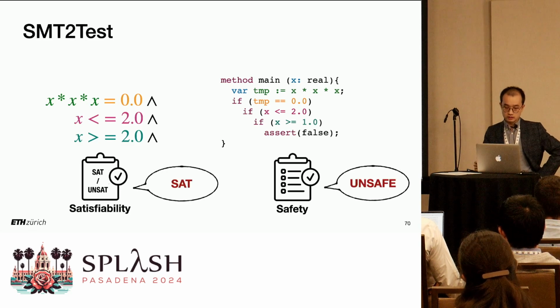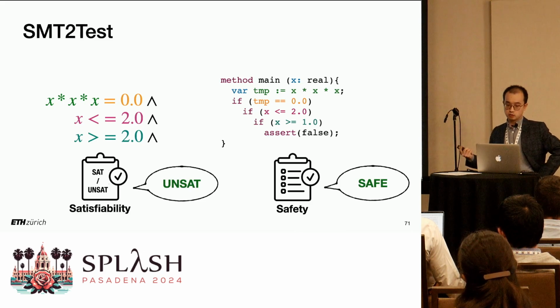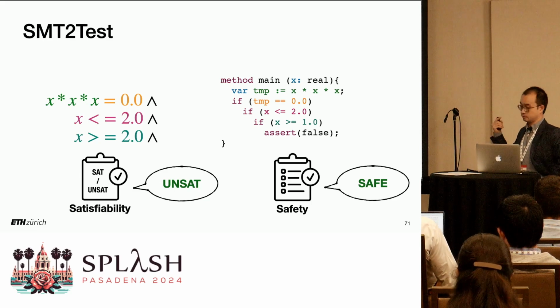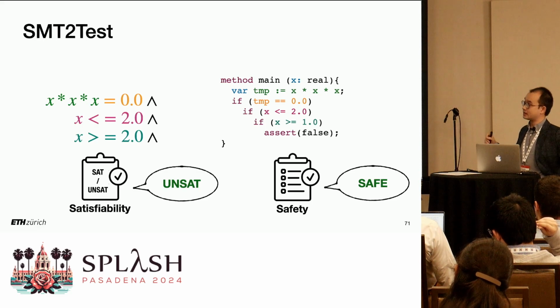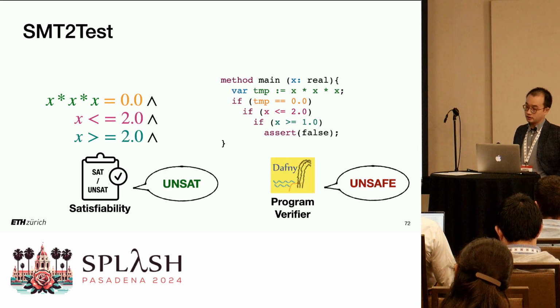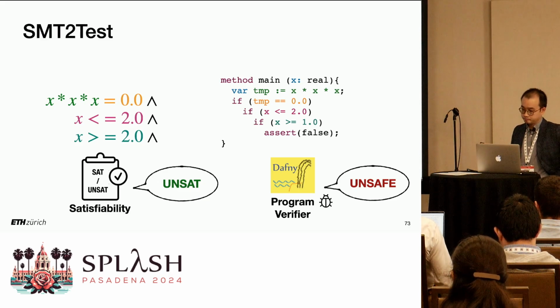So when the formula is set, the program should be unsafe. Otherwise, if the SMT formula is unset, the program should be safe. In this case, since this SMT formula is unset, the program should definitely be safe. However, if the program verifier reports unsafe, it appears to be an issue in our program verifier.